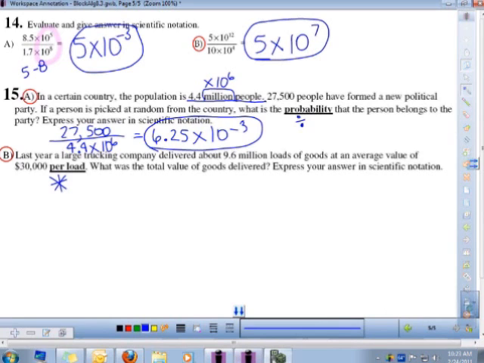And the last one, we are a large trucking company. We have 9.6 million loads. Now remember, million, you can exchange the word million with times 10 to the 6. Million is 6 zeros, so it's times 10 to the 6. At an average value of $30,000 per load, what is the total value of the goods delivered? So we've got the $30,000 per load times the 9.6 times 10 to the 6.